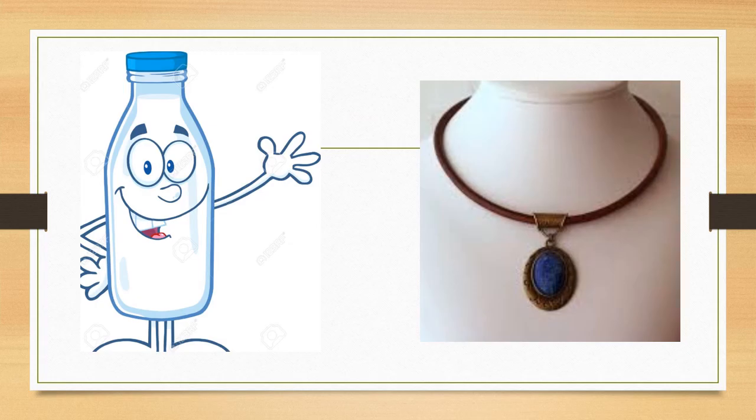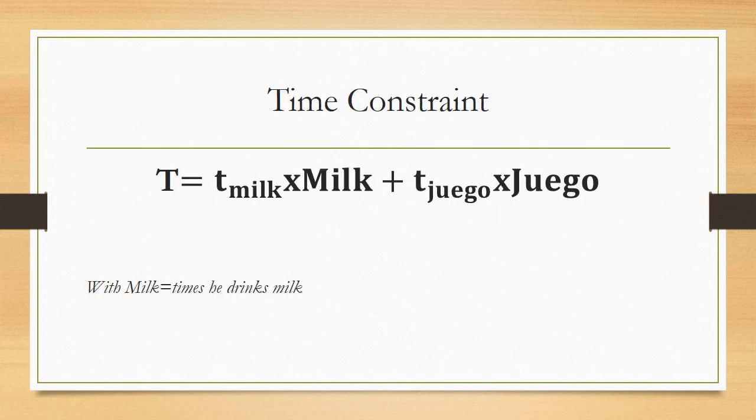Fortunately, at 8 months old, he doesn't have an income, but he consumes milk and time to play, and this has a constraint, which is not an income constraint but a time constraint that we can write in the following equation: t equals the time it takes him to drink milk one time times the times he drinks milk in a day, plus the time it takes him to play with something times the times he plays in a day.